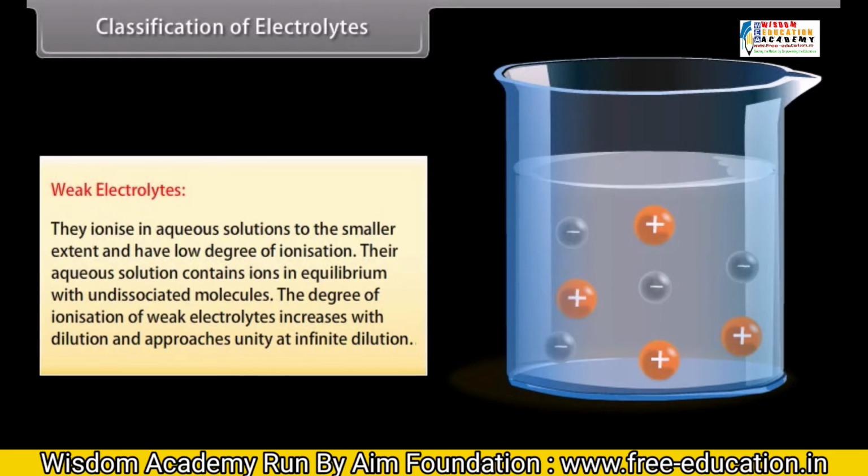Weak electrolytes ionize in aqueous solutions to a smaller extent and have a low degree of ionization. Their aqueous solution contains ions in equilibrium with undissociated molecules. The degree of ionization of weak electrolytes increases with dilution and approaches unity at infinite dilution, for example, NH4OH and CH3COOH.